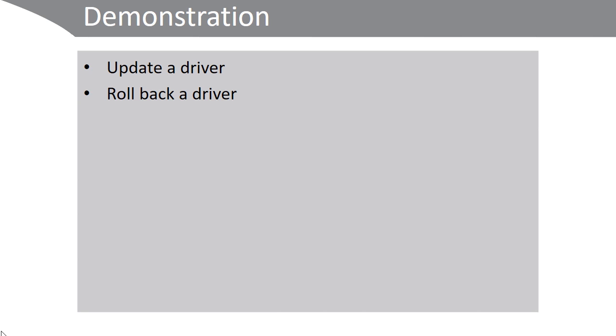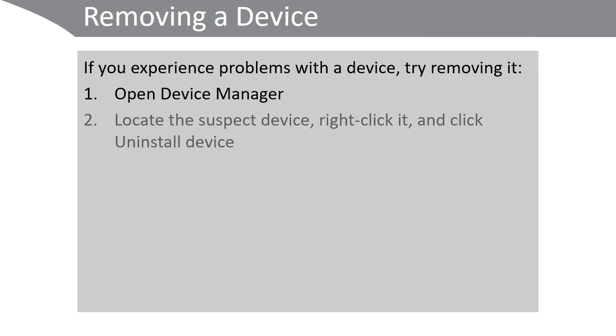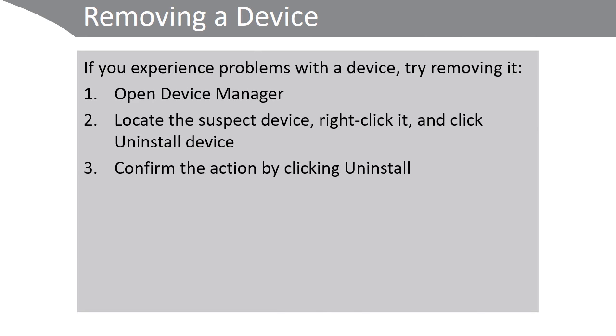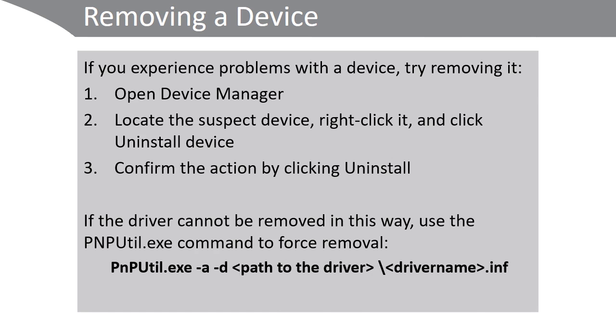Okay, so in the demonstration you saw how to update a driver and then to roll back that driver. If you experience problems with the device, try removing it. To do this, open Device Manager. Locate the suspect device, right-click it and click Uninstall Device. Confirm the action by clicking Uninstall. If for some reason you can't remove it in this way, use the pnputil.exe command to force removal, as shown here.